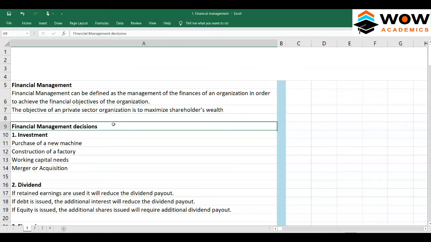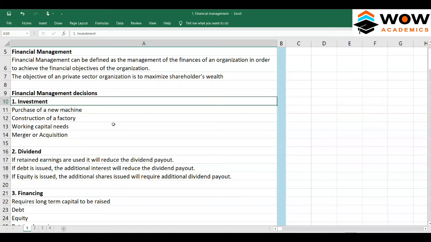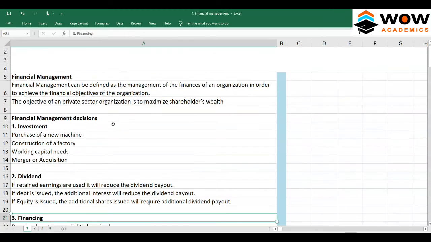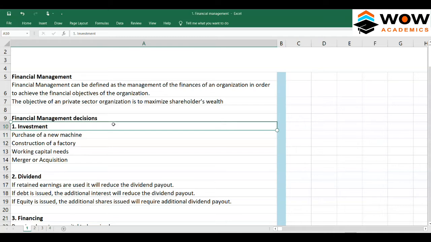So, financial management decisions is another crucial topic here. There are three important decisions which have to be made in financial management. One is investment decision, two is dividend decision, and three is financing decision. So, we'll start from investment decision. Investing is a major decision here, because the investment decisions made under financial management involve quite large amounts.